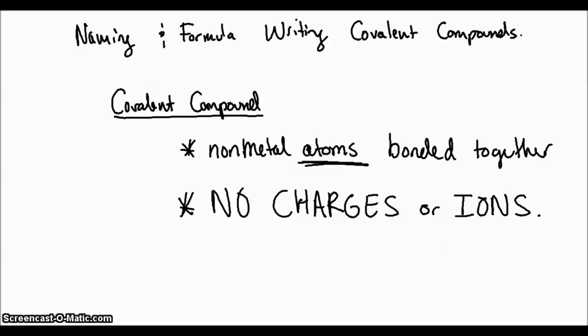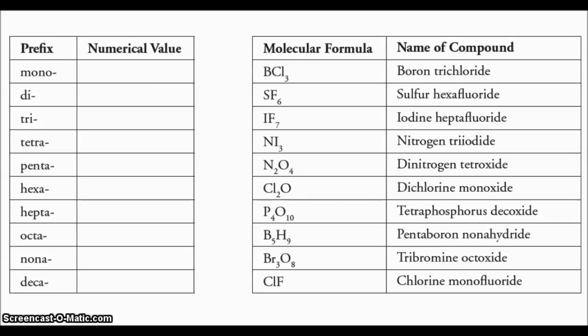So if I could have you go ahead and skip ahead and go to page 2, model 2. We're going to do this. So page 2, model 2. And the first thing we want to do is number 5. It says examine the prefixes in model 2. Fill in the numerical value that corresponds with each prefix. Well, mono is 1, di is 2.